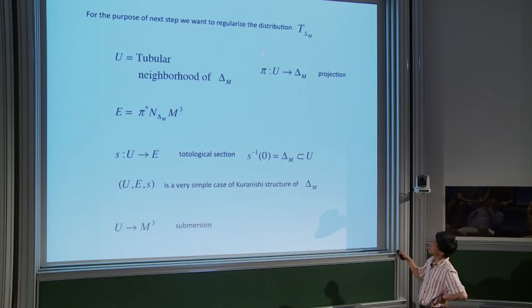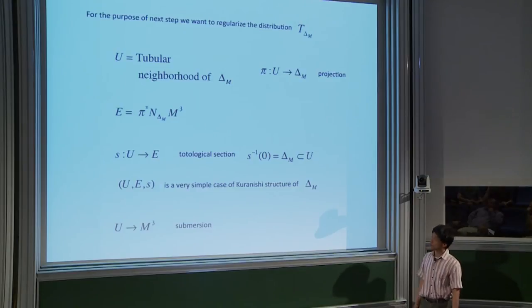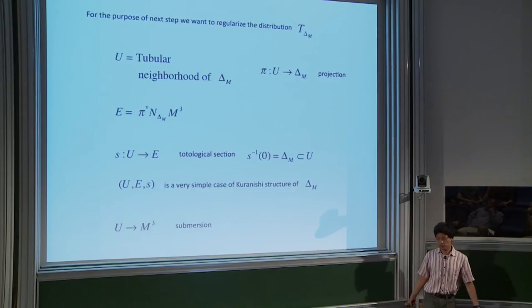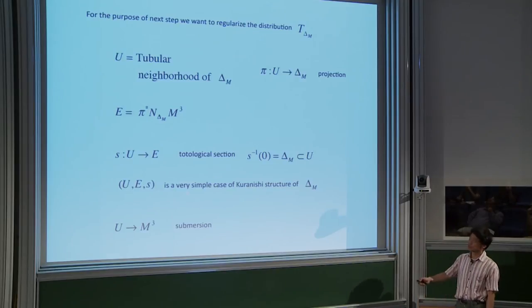So in place of studying the diagonal, we consider this triple. U is a tubular neighborhood of the diagonal, E is a kind of normal bundle, and S is a tautological section. So this triple is a very simple version of a Kuranishi structure. And actually, in this talk, the Kuranishi structure appears rather in this simple way. Sometimes, in general, we have only locally this kind of presentation. You have a pair of spaces, a bundle and a section, and you represent your space as the zero set of the section. And in general, you need to do it locally. But in this simple story of constant maps, you can do it globally. So you have just this kind of triple. And the reason that this is better is that this map from U to M cube is a submersion, because this is an open set.